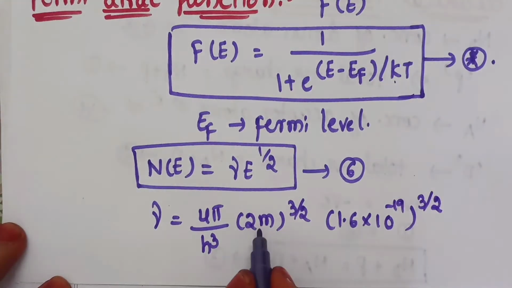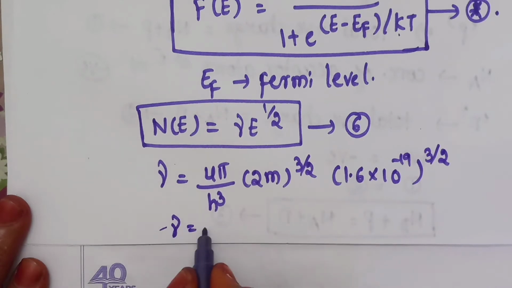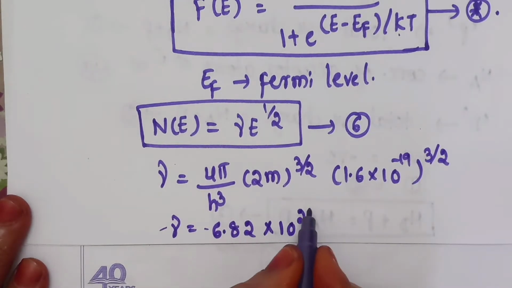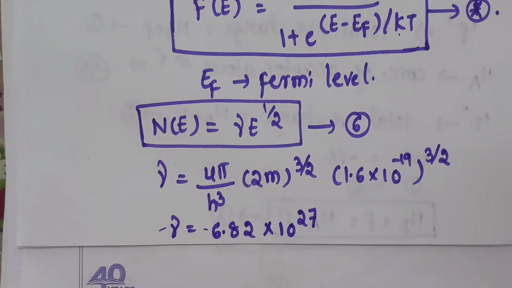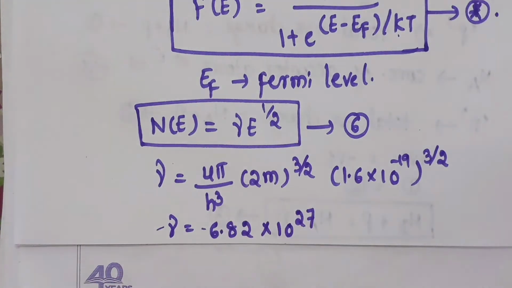On substituting the value of m, that is the mass of the electron, and h, that is the Planck's constant, we get gamma is equal to 6.82 into 10 to the power of 27. So in order to understand the Fermi Dirac function, we should know the density of the states first. That is given by the expression N of E is equal to gamma E power half. Very important to note this.